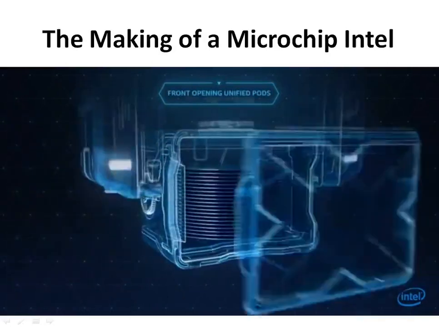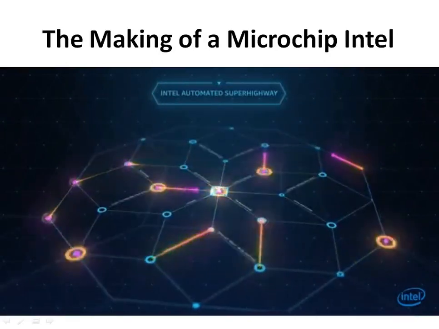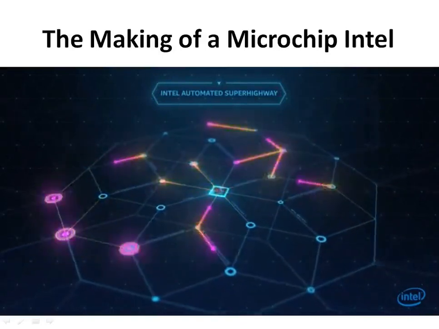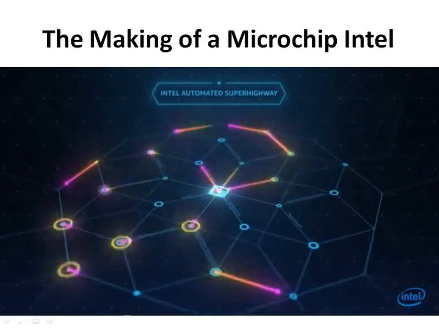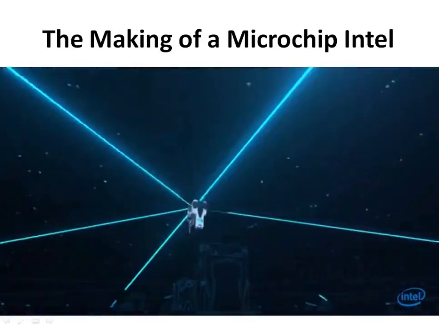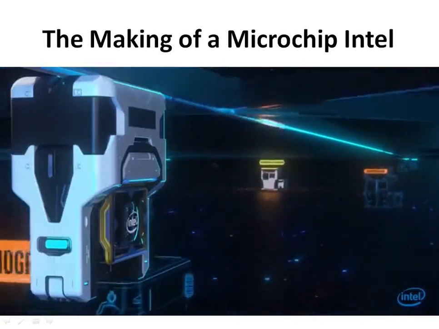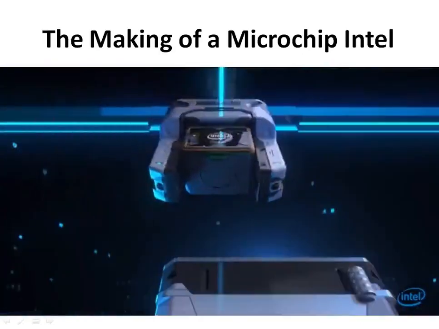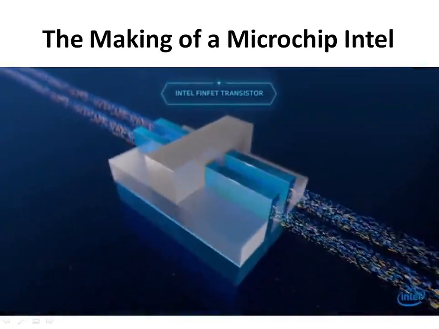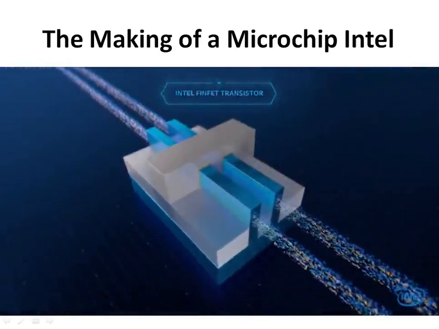They're loaded into front-opening unified pods, or FOUPs, which travel hundreds of miles along Intel's automated superhighway, going from tool to tool, as processors are painstakingly built up on each wafer. The wafer first goes through a series of important steps, such as photolithography, ion implantation, and etching, that prepare it for the critical transistor formation process. Intel was the first to manufacture three-dimensional transistors called FinFETs.